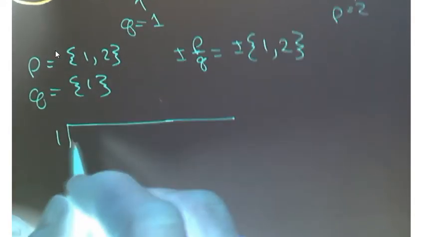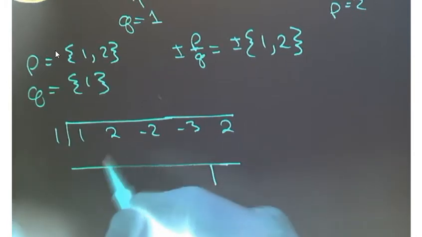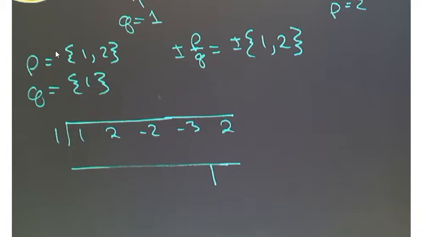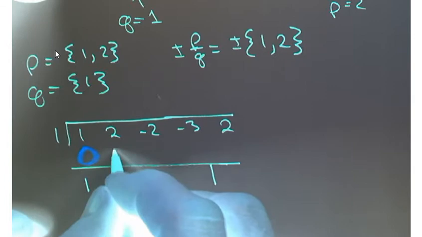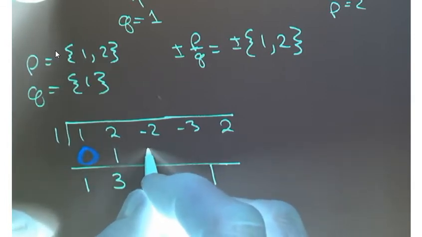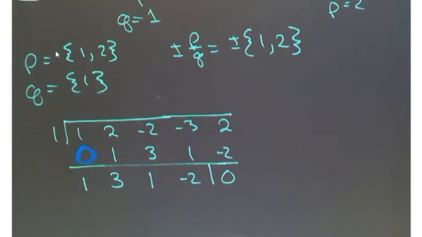So let's factor that out with synthetic division. Let's see, which one do you want to start with? Let's start out with the 1. There we go. I'll zoom out a little bit here for you. So our coefficients are 1, 2, negative 2, negative 3, and 2. Please don't forget to start out with a 0. Add going down, I get a 1. Multiply, you still give me a 1. Add gives me a 3. Multiply, add, multiply, add, multiply, and bam. So 1 was a root.